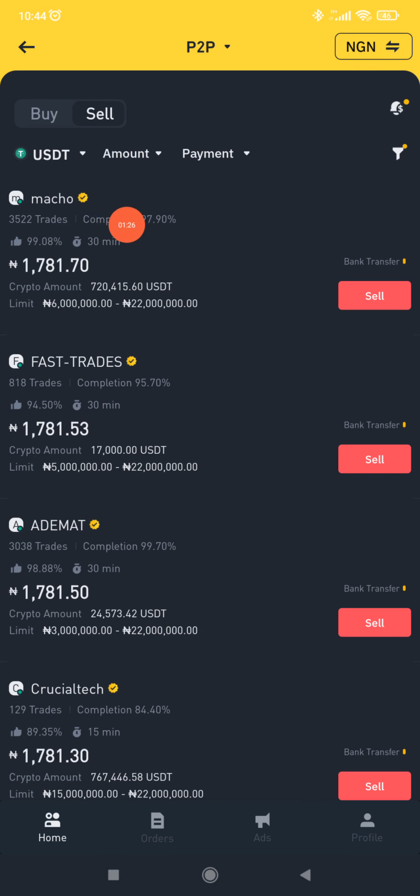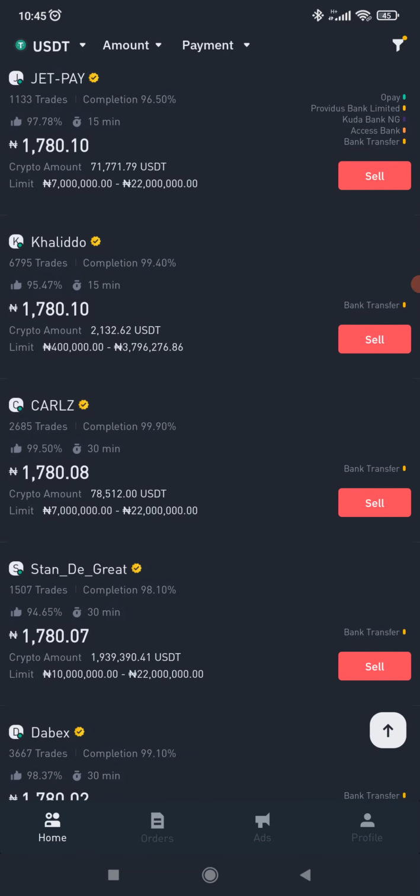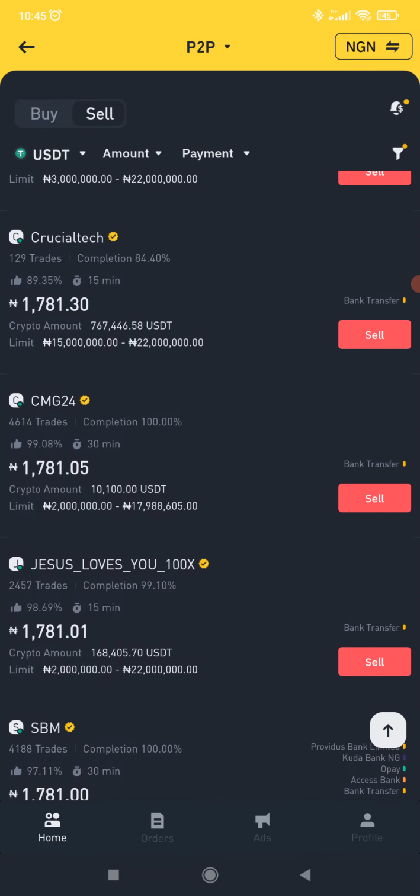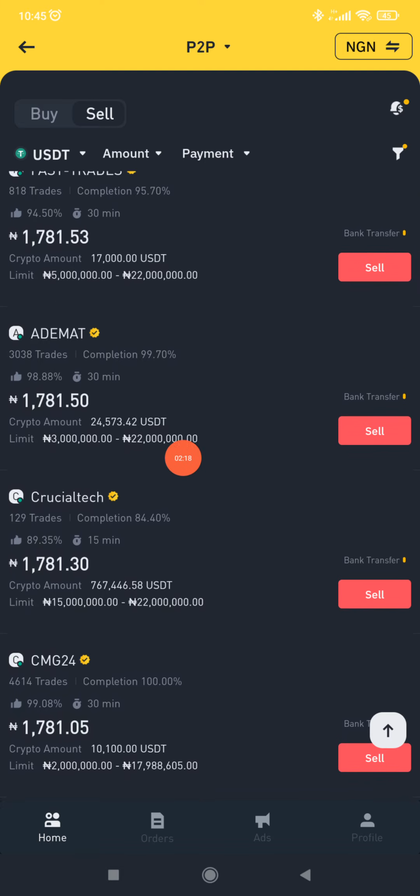That's very fantastic. And then you want to look at the rate. That is the value in Naira per USDT, which is currently about 1,781. Now, one thing you need to know as you go further, the rates, if you're looking for lower rates, you have to scroll further down, the rates will reduce depending on the amount you want. Now, another thing you have to look at underneath the rates is the limit. Okay, limit.